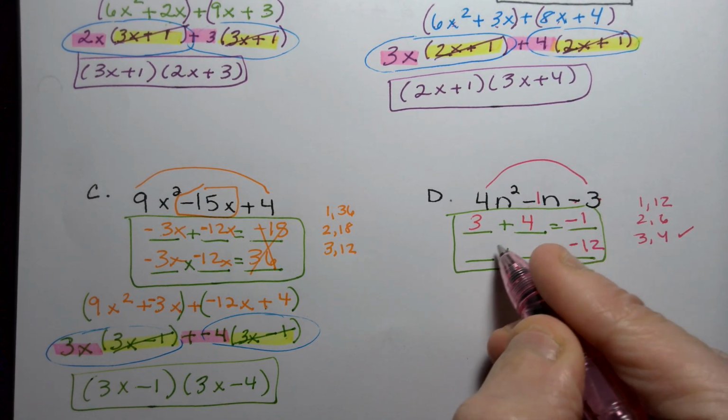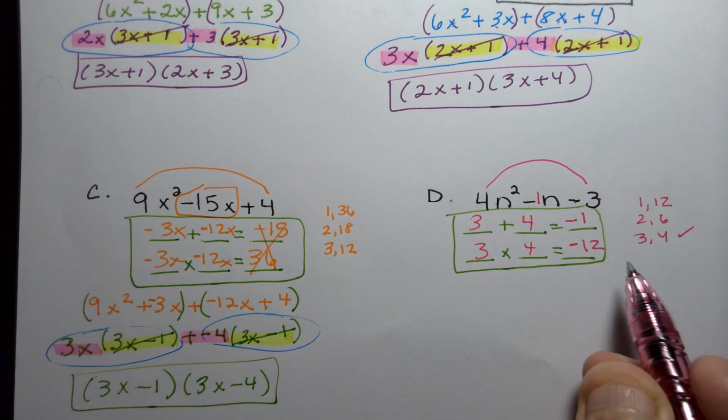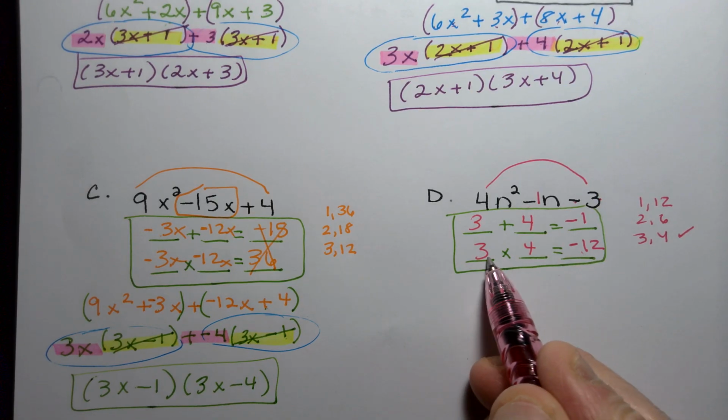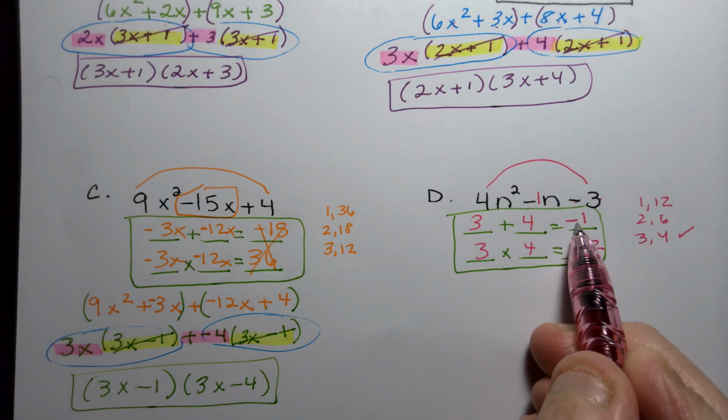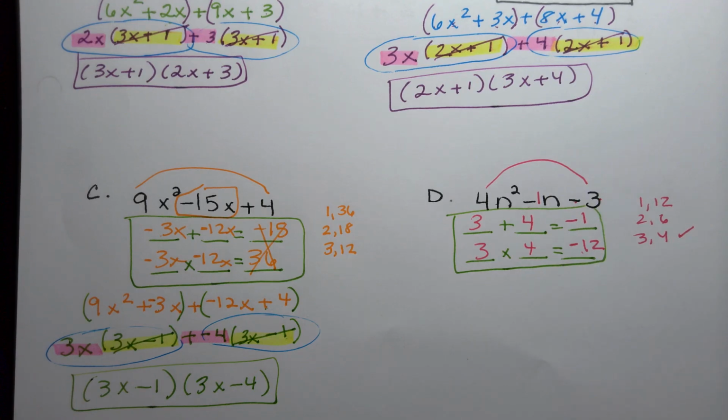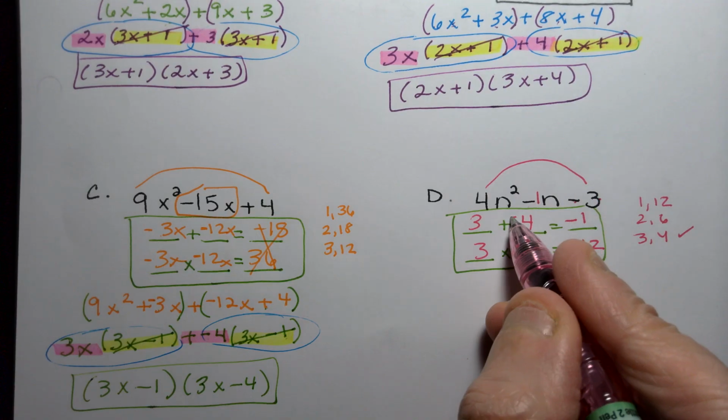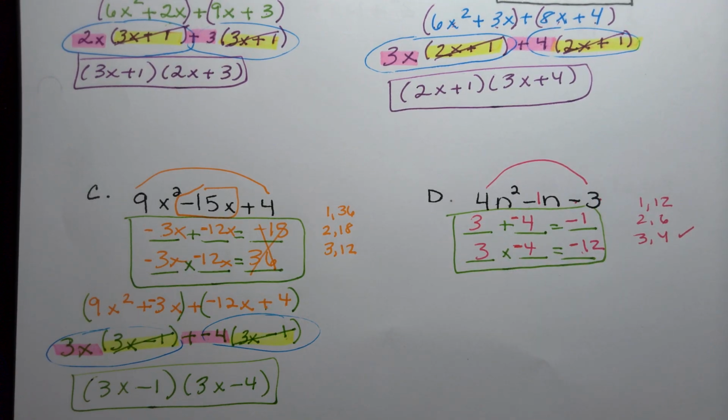Let's see how we can make that work now. 3 and 4. I got to get a negative here, so one of these has to be negative. And that's got to be a negative. So which one would be the negative? Does that work? It does. Sometimes you have to double check it.